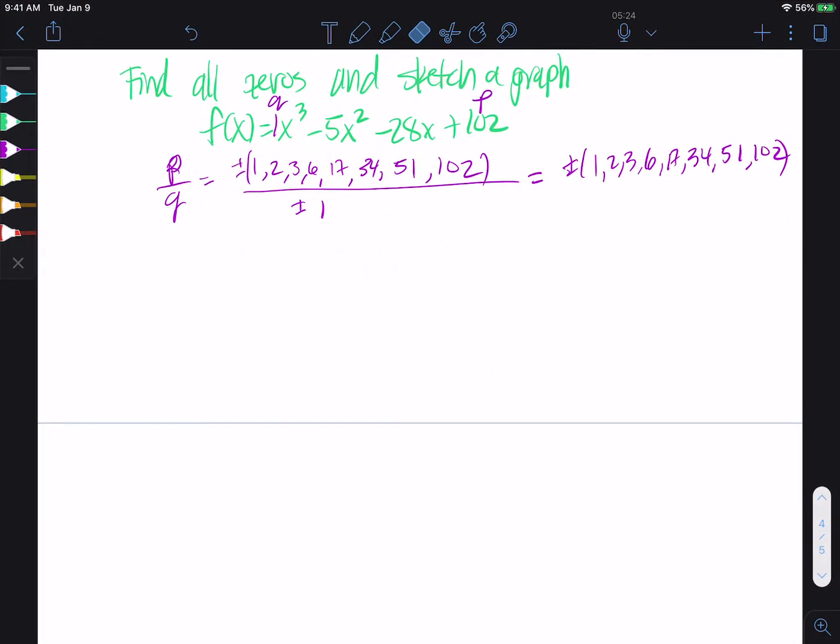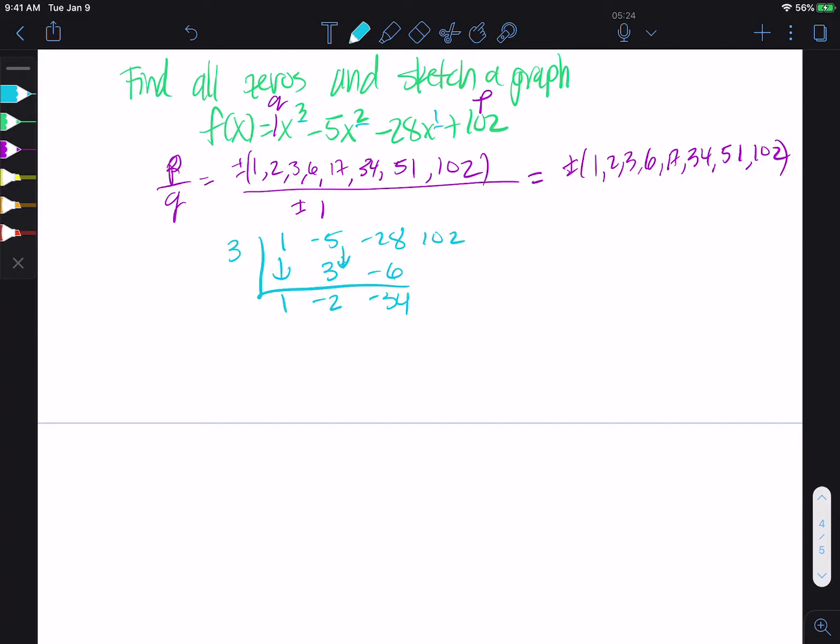Right? So I'm going to synthetically divide by 3. So we've got 3, and then we just take the coefficients: 1, negative 5, negative 28, 102. Bring down the 1. 3 times 1 is 3. Add straight down. So that gives us negative 2. 3 times negative 2 gives us negative 6. So we add straight down. So if we do negative 28 plus negative 6, that gives us negative 34.